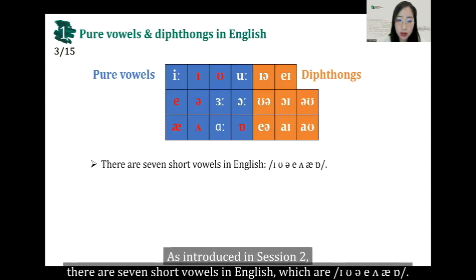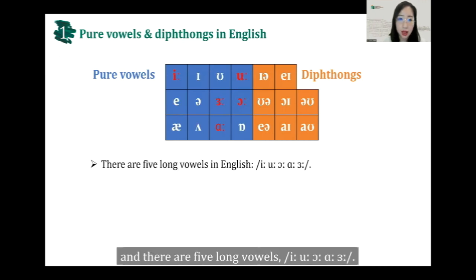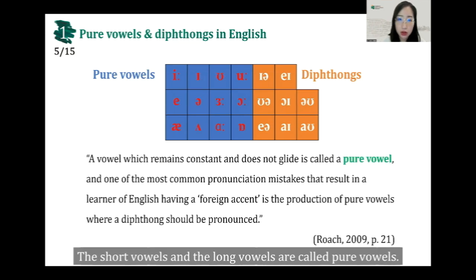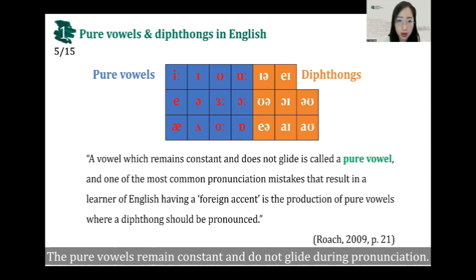As introduced in Session 2, there are 7 short vowels in English, which are I, U, E, A, O. And there are 5 long vowels, I, U, O, A. The short vowels and the long vowels are called pure vowels. The pure vowels remain constant and do not glide during pronunciation.